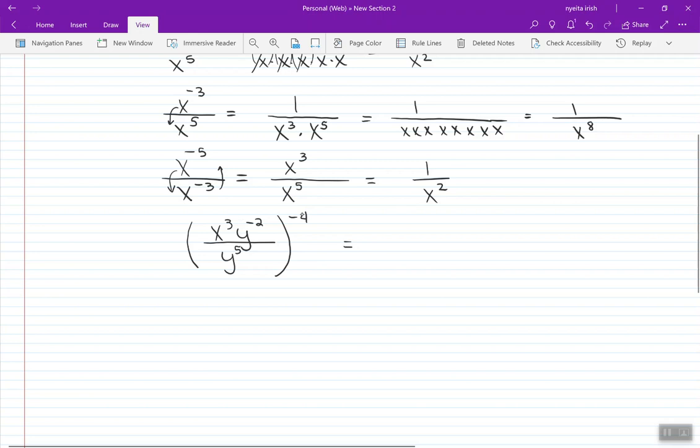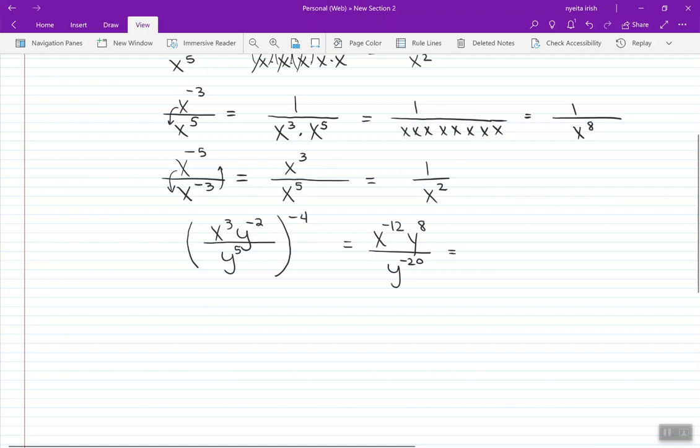So if I raise everything inside to the outside power, I have to use the property that allows me to do that, and that's I multiply the powers together. When you raise a power to a power, you multiply. So this is going to be x to the negative 12, y to the positive 8, negative times negative, divided by y to the negative 20.